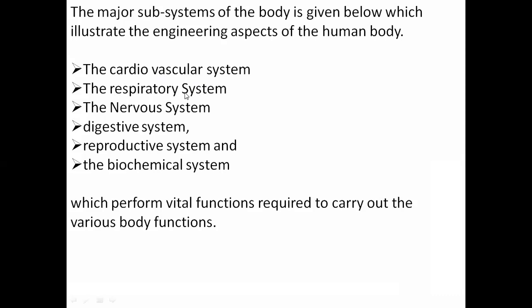The second one is the respiratory system, which gives the functioning of the lungs: how the lungs absorb oxygen from the air, exchange the deoxygenated blood, and release CO2. The functionality of the lungs is explained in the respiratory system. Then the nervous system: how the brain communicates with the other parts of the body.